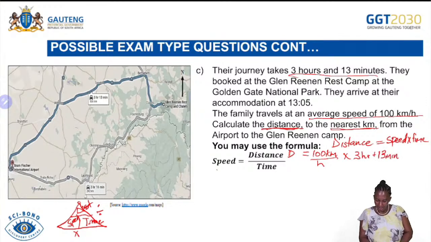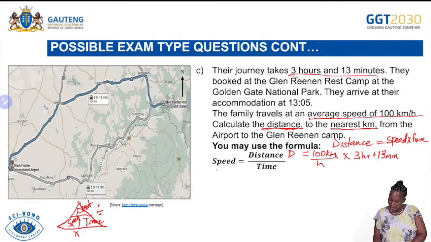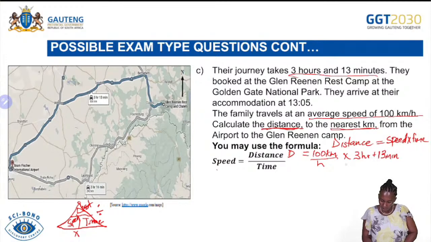Boys and girls, why did I write it as 3 hours plus 13 minutes? Remember now, we can't be working because our speed here is in kilometers per hour. So that means our time is now in hours and minutes. We need to convert what? We need to convert these minutes into hours so that we have the same unit. We can't be working with two different units. So now let's quickly do that.